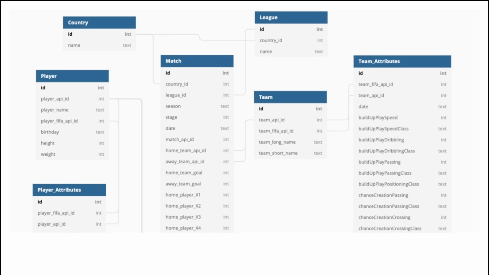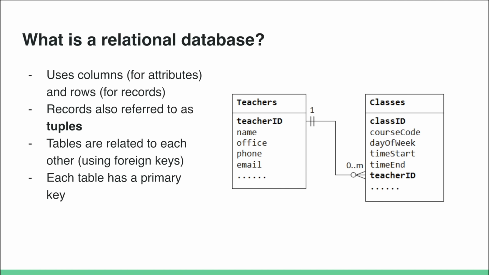Here's an example of a larger scale database schema. Now let's get into what a relational database is. In short, this is basically what you've seen for everything before this in this video. It's just the term for a particular type of database that uses columns for attributes. It uses rows for records. One term that we didn't really talk about before is tuples, and the fact that records are also referred to as tuples.